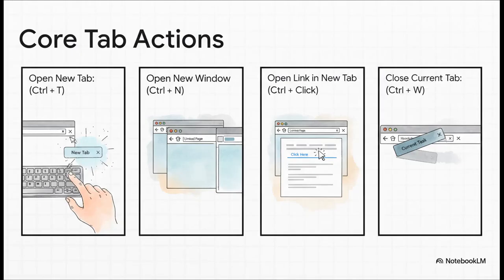First things first, keyboard shortcuts are your best friend. Seriously, instead of reaching for the mouse, just try this. Need a new tab? Bam! Control+T. Need a whole new window to separate your work? Control+N. And this one is a game changer. Hold down Control when you click a link, and it opens in a new tab in the background so you don't lose your place. And when you're done, Control+W closes it right up. So simple, but so powerful.